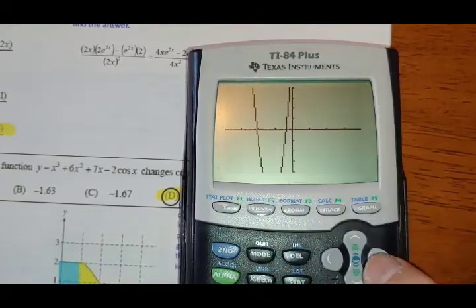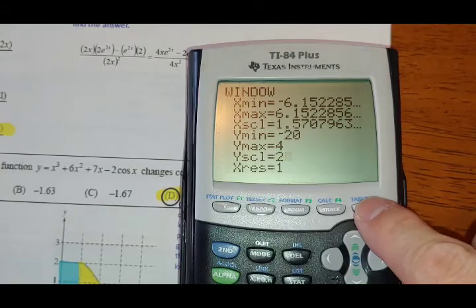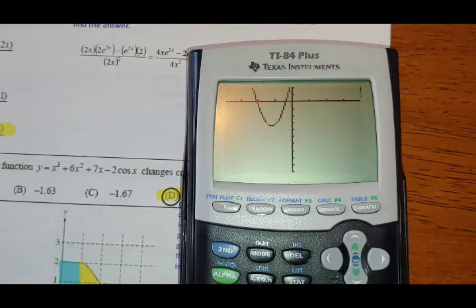so I need more y minimum. So I go to the window, once it's done graphing, window, and I'm going to do the y minimum to -20 just to be on the safe side. And I'll change the y scale to go by 2s. You don't really have to do that. All right, I'm going to wait for the calculator. And there is the minimum that I am looking for. Got to wait for the calculator to finish its work.